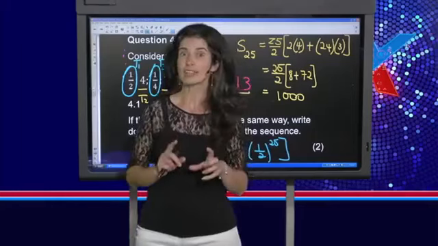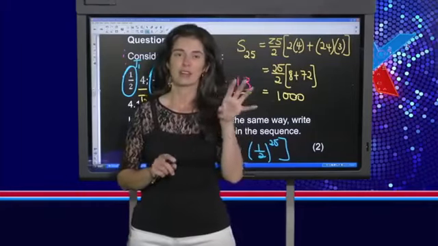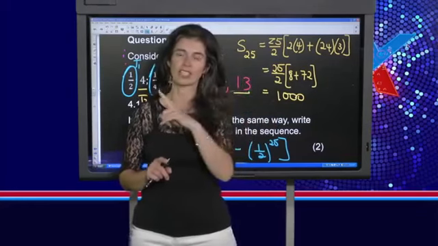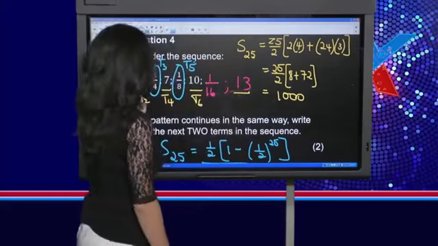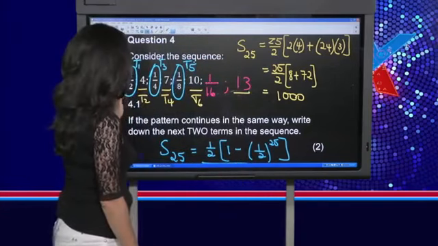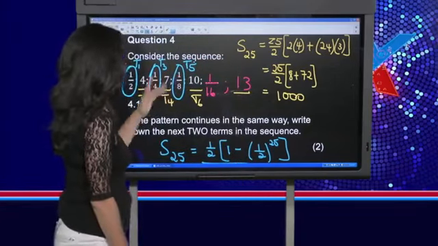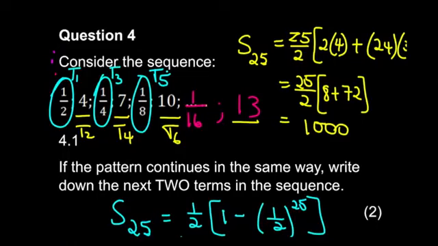Okay, in the combined sequence, remember that the odd terms will be giving us one sequence and the even terms will be giving us another sequence. So if we looked straight away at what is going on here, a half, a quarter, an eighth, we can see that each of these terms is half of the other.